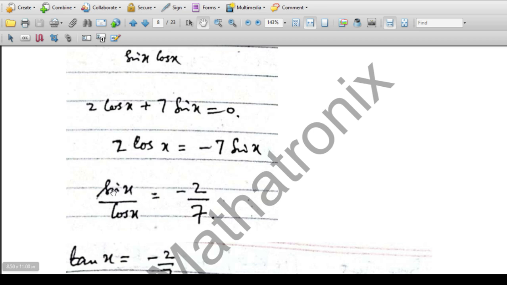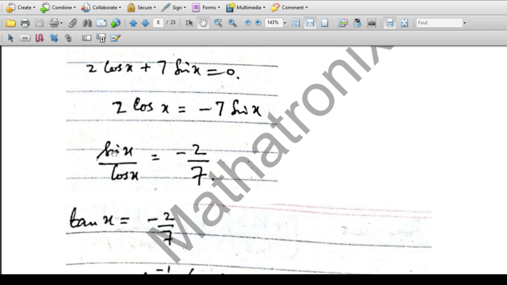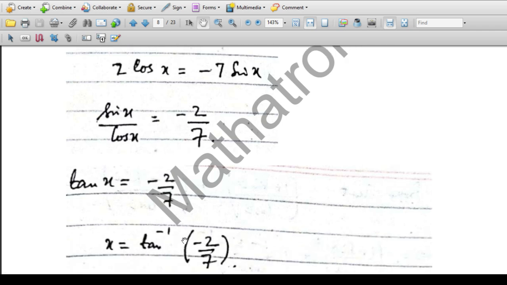This sin x upon cos x is equal to tangent, so in place of this sin x upon cos x, we can write tangent x. So tangent x is equal to minus 2 upon 7. From here, x is equal to tangent inverse of minus 2 upon 7. So we have to obtain the value of x where tangent x is minus 2 upon 7.